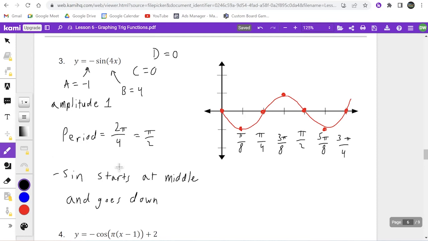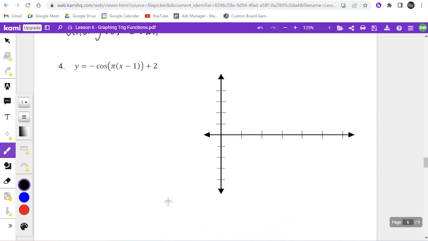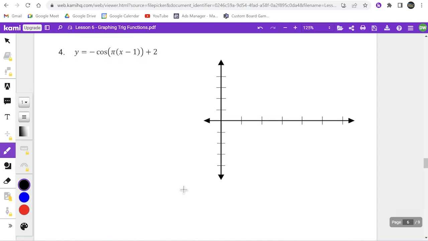Any questions on that one? So hopefully we're getting better at it. We're certainly going faster, or at least I'm going faster. Next is number 4. Number 4, oh boy.